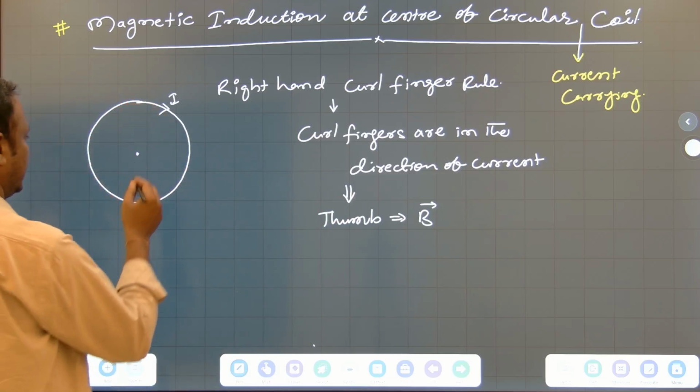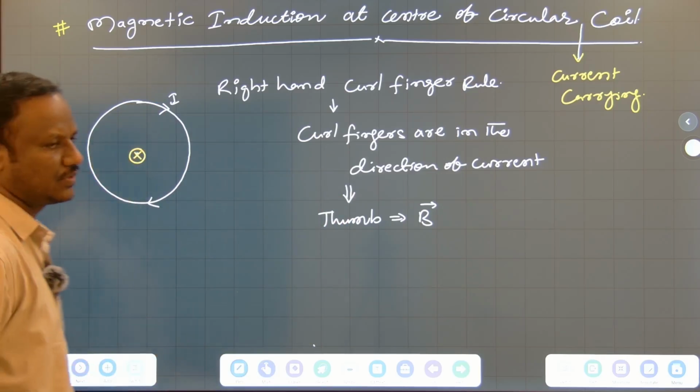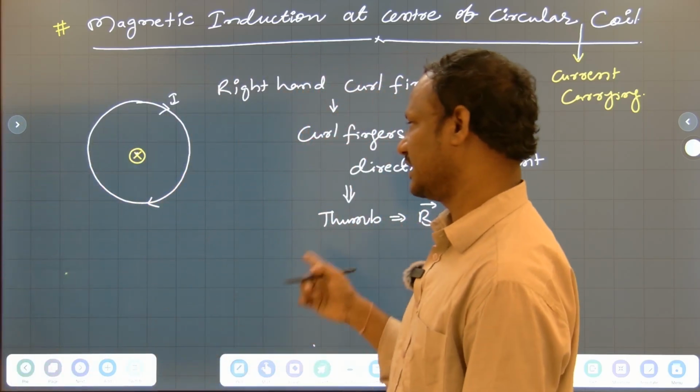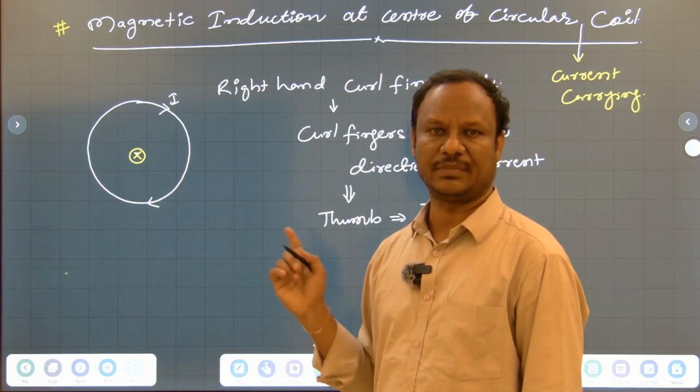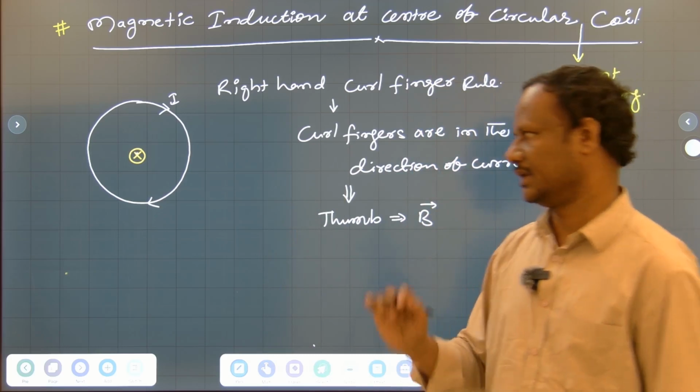So the field is into the plane. Into means what? Already we have discussed it. Into means negative z axis. Negative z axis means minus k cap. Positive z axis means plus k cap.